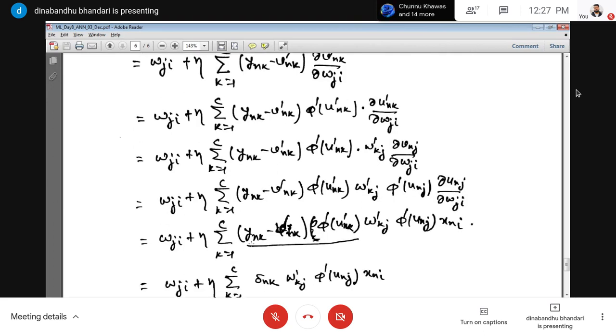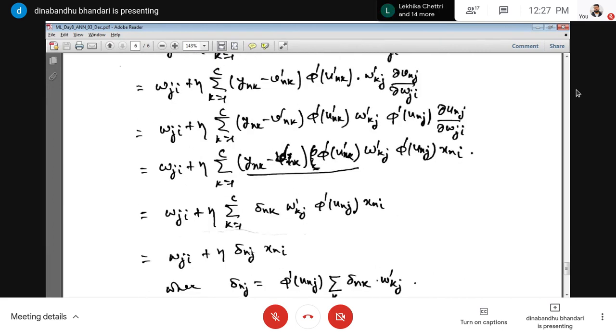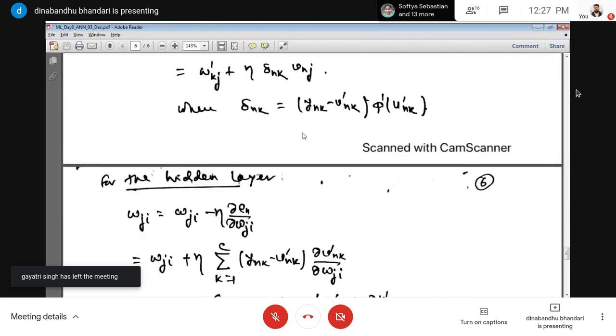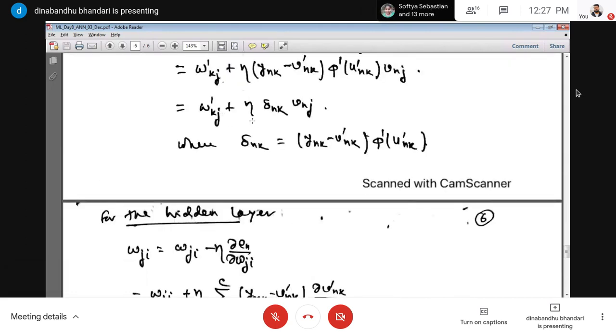Now, this part is delta Nk, right? You replace the delta Nk, so W-Kj this. Now, we replace the whole thing as delta Nj. So this is delta Nj, and it will be independent of K, because K will be summed up here. So delta Nj Xni. See, Wji plus eta into delta Nj Xni. You see here, the formula is the same, right? W-Kj plus eta into delta Nk Vnj. Same as this, delta Nk for the output layer.